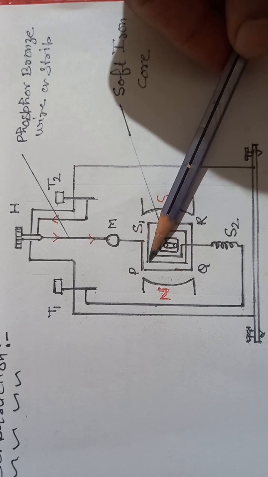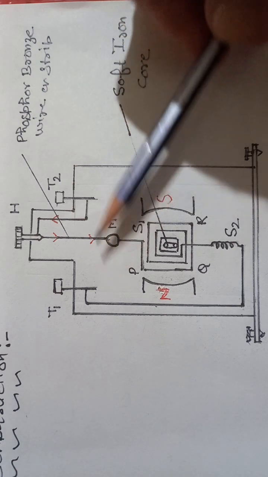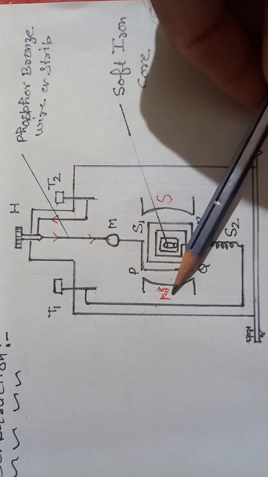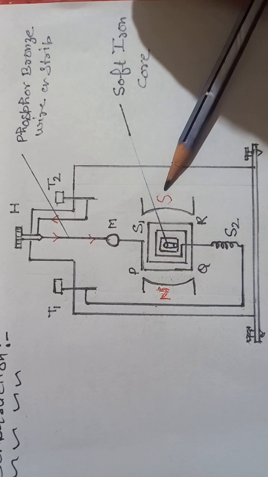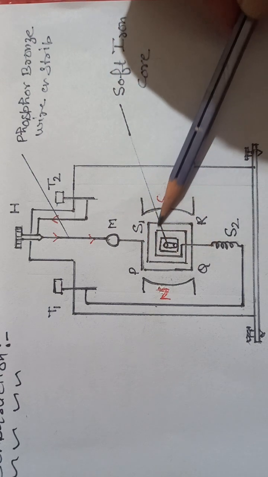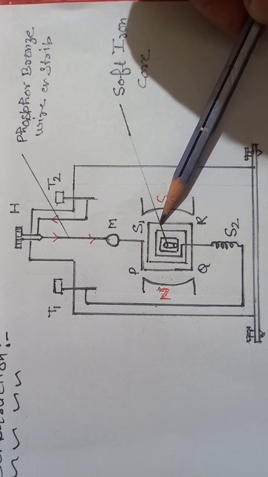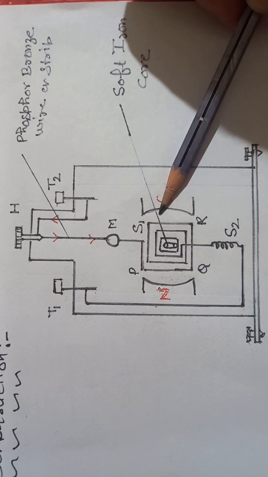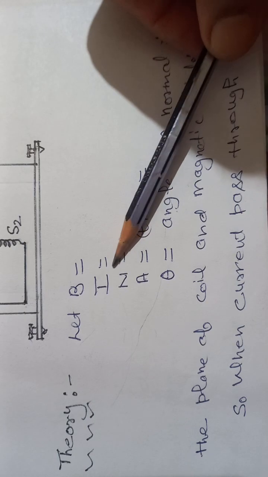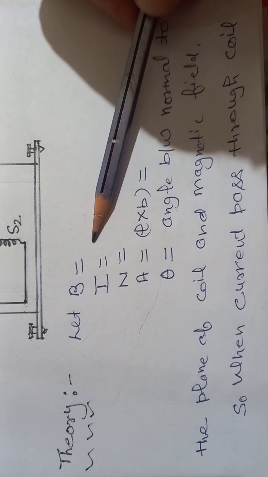Next is working. In the working part, you will see that when a current is passed through the terminals T1 and T2, and there is a permanent magnet, the magnetic field lines will cut the coil, and this is a coil which is carrying the current. I have told you earlier, as per the principle, that when this current carrying coil is placed in a uniform magnetic field, it will experience a torque, and the value of torque I will discuss in the theory part. The theory part is the most important part of this article.